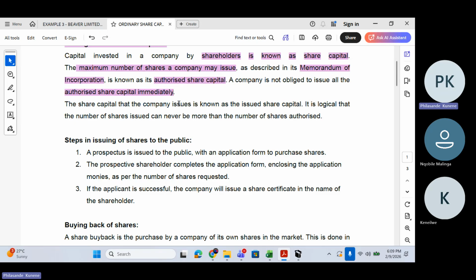What are we doing when we issue shares? We're inviting the public to say, these are the shares that we have at the company. Can you please buy them so that we can raise capital? Whoever is interested will come and buy, and then they give us money, and we give them their share certificates stating the number of shares they own at the company, which means now they are part of the company. They own a share in this company.